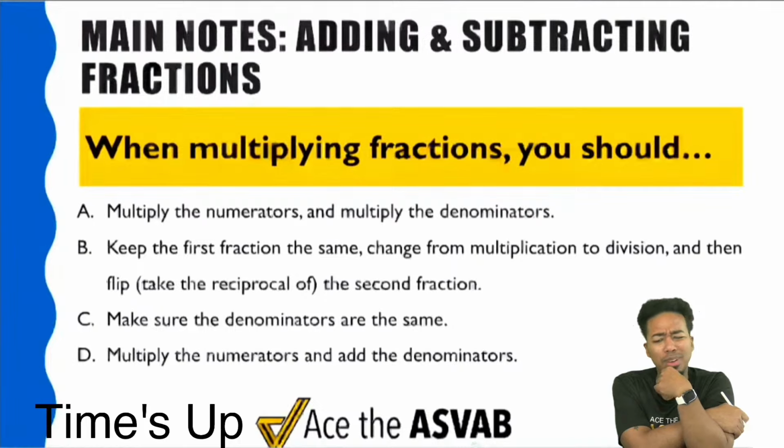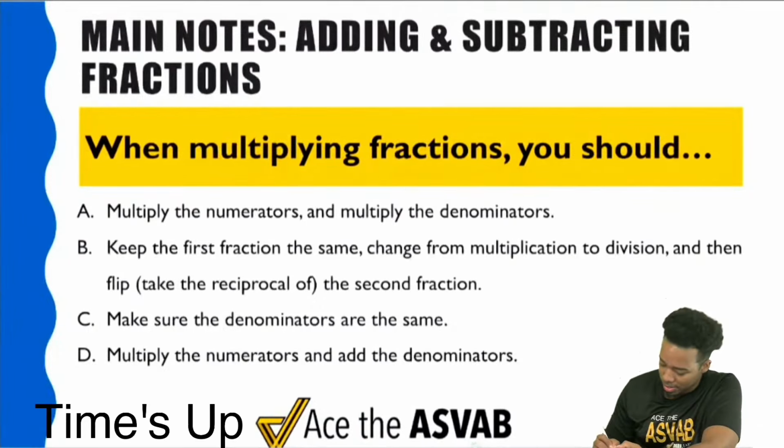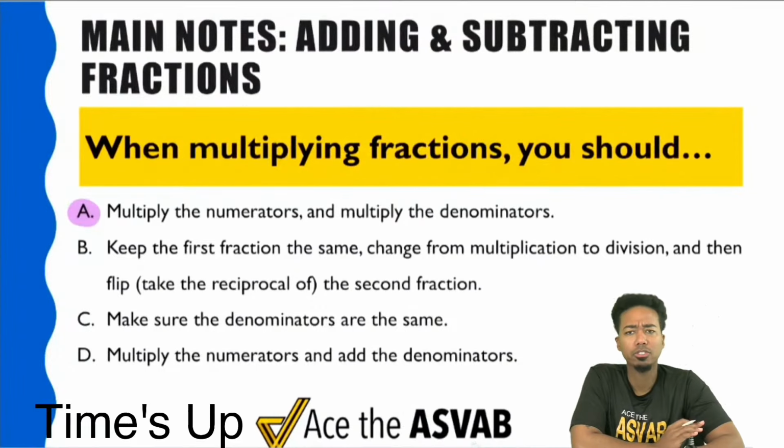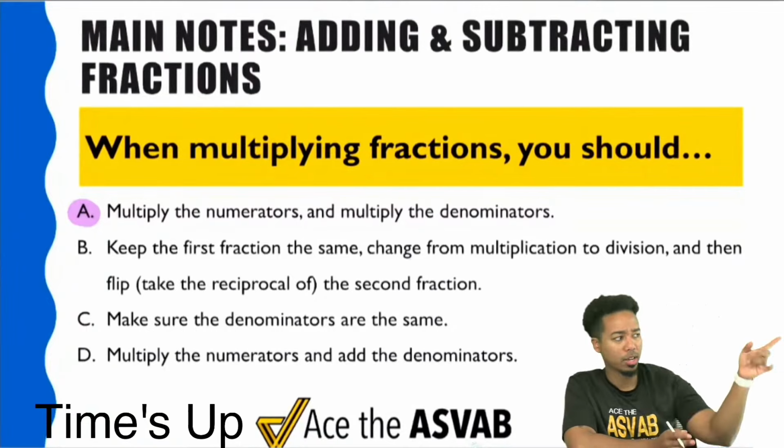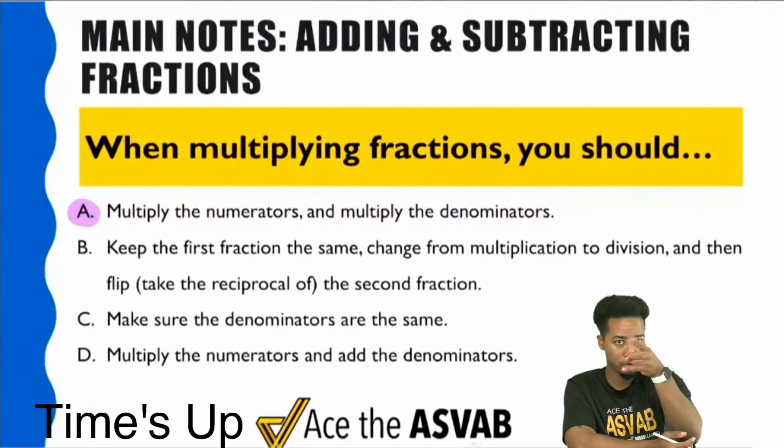Multiply the numerators, but add the denominators. Keep the first fraction the same. Change from multiplication to division. This sounds like a bunch of hoo-ha, but these all sound pretty familiar too. The answer here, though, is going to be A. When you're multiplying fractions, just multiply across, or multiply straight through. Numerators with numerators, denominators with denominators, and that's it.